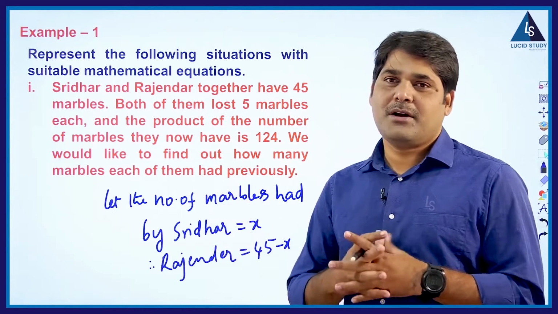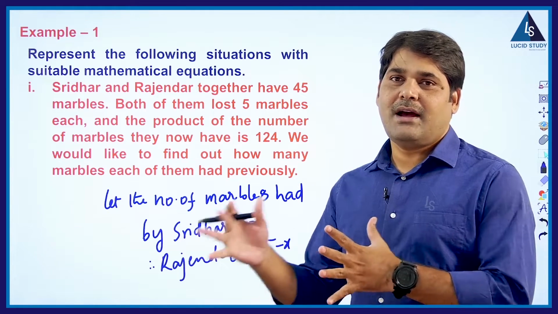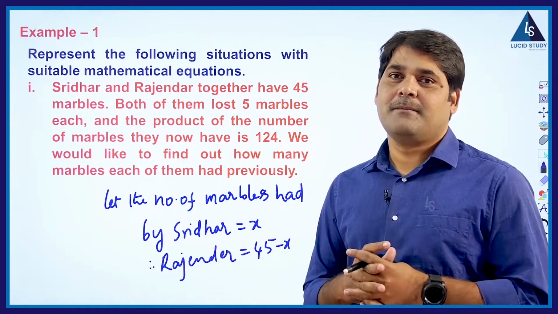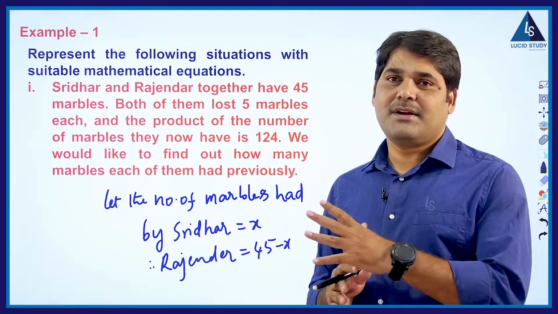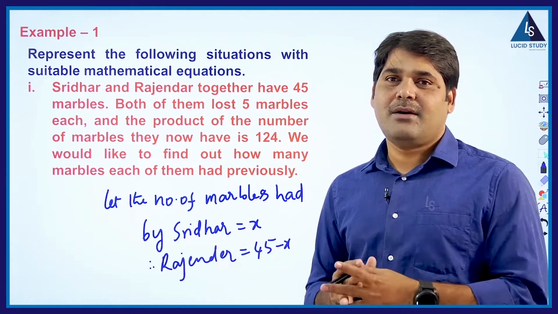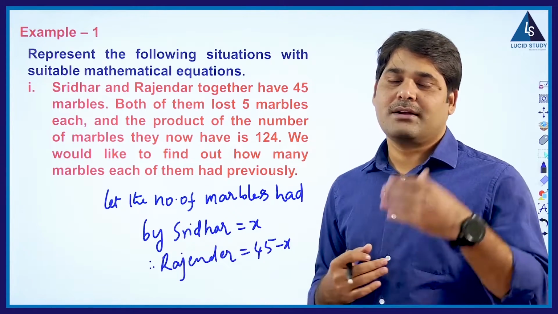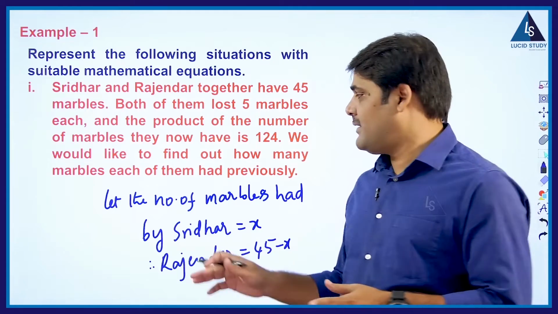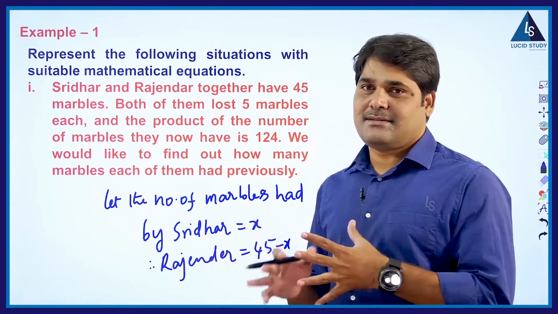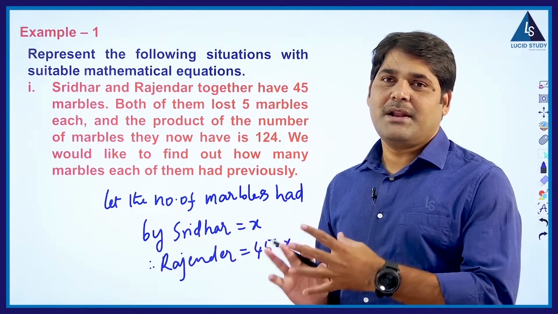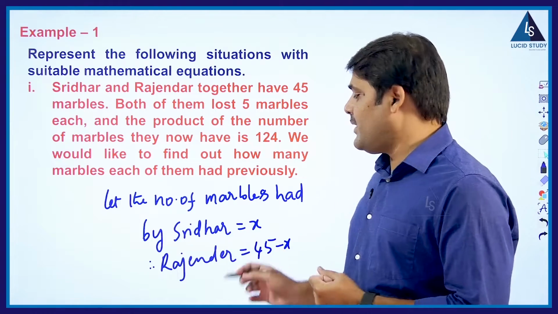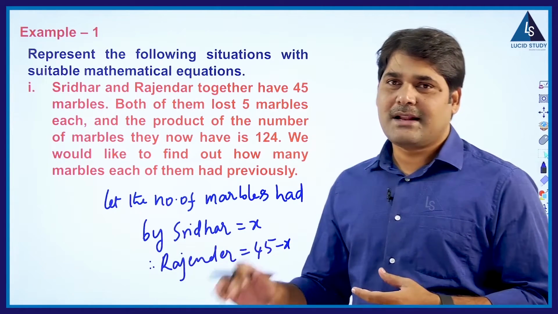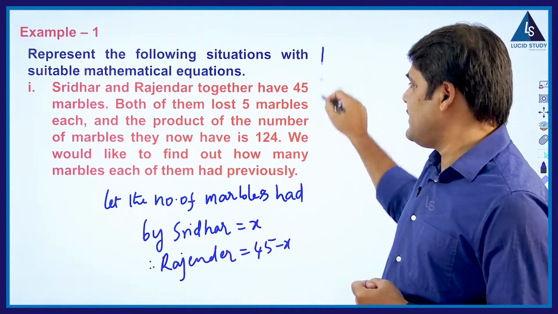Suppose I have 20 marbles with me. So another person is having the remaining. So how many he will have? 45 minus 20, 25 he will have. So here also Sridhar has x, total are 45. So for the remaining, we have to subtract, 45 minus x. Later what happened? What is the situation next?